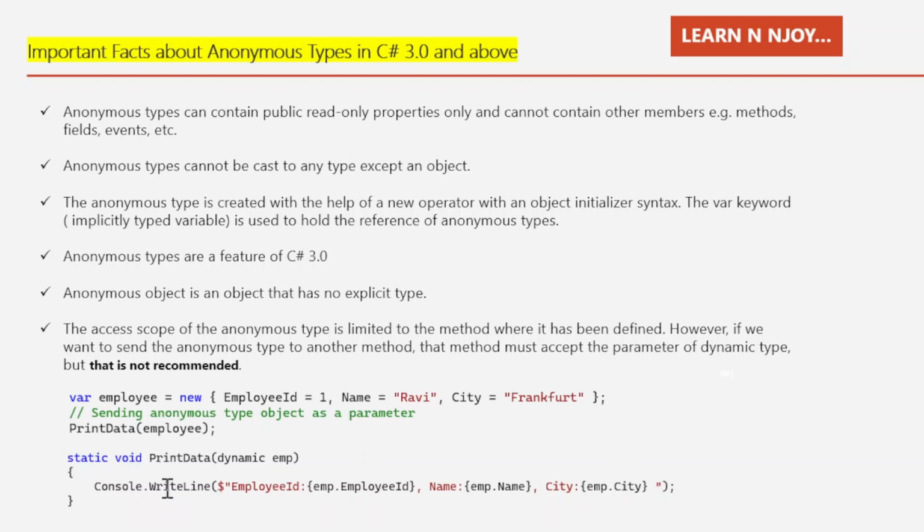Okay, so now that brings me to the end of my session. To sum up, in this video, we learned what anonymous types are in C# and how and when to use them in a C# program. Finally, we discussed the important facts associated with them.